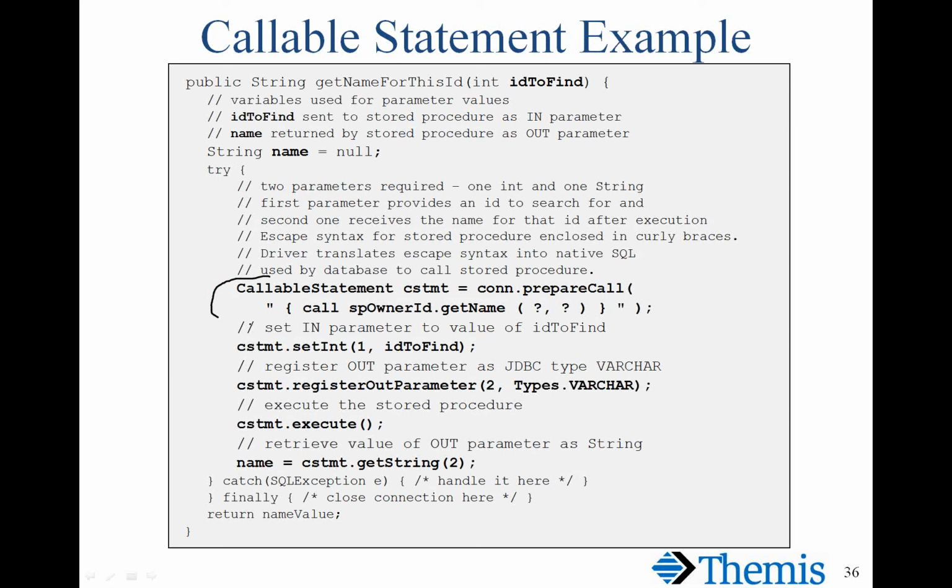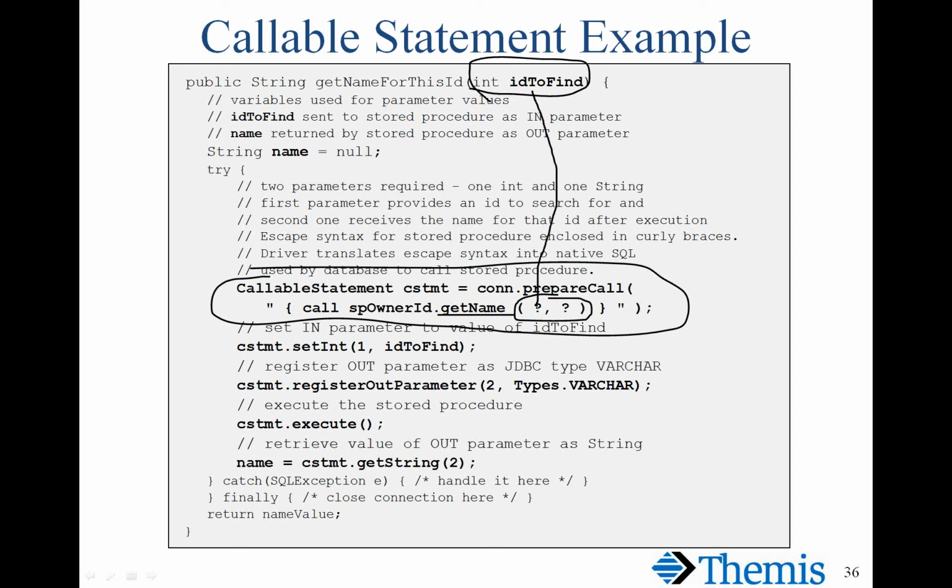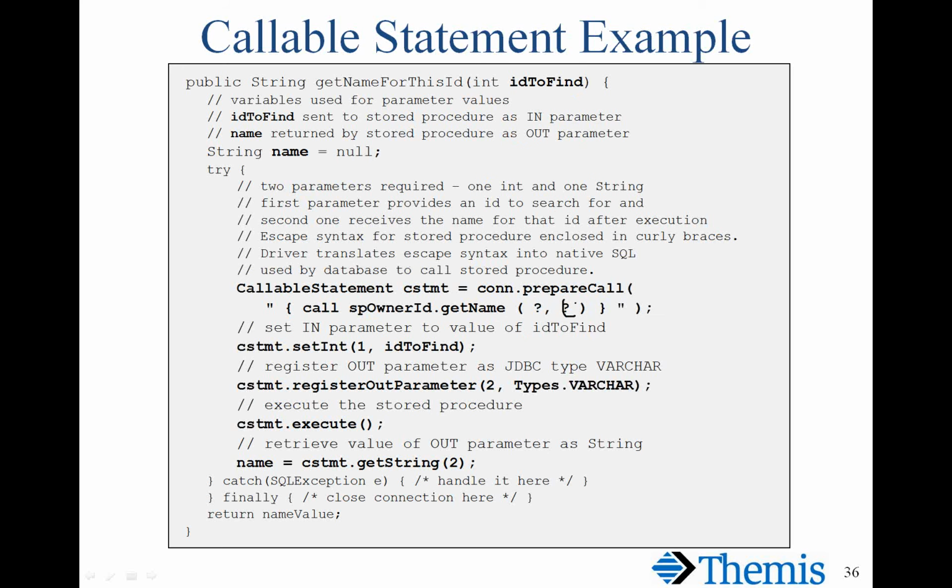So this is the key portion here where we have a stored procedure called getName that takes two parameters. The first parameter is the ID, which is passed into this method as an argument, and that's an input parameter. And the second parameter is an output parameter that contains the name that's returned by the stored procedure after the call. So for the input parameter, we have to provide a value.